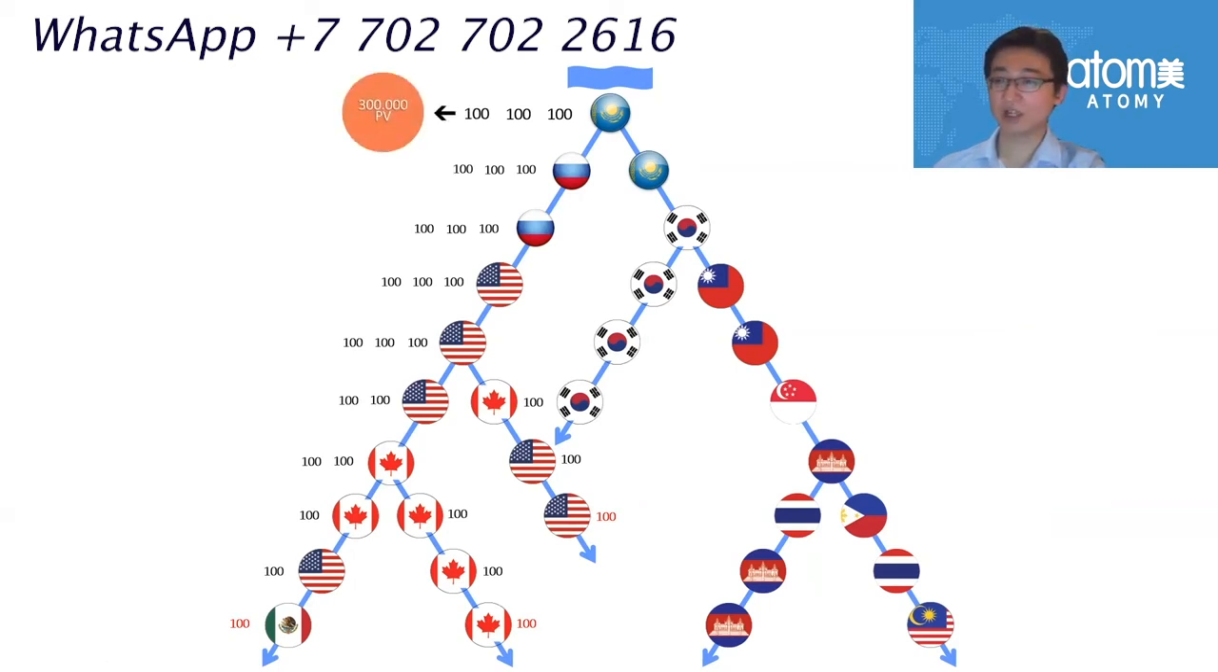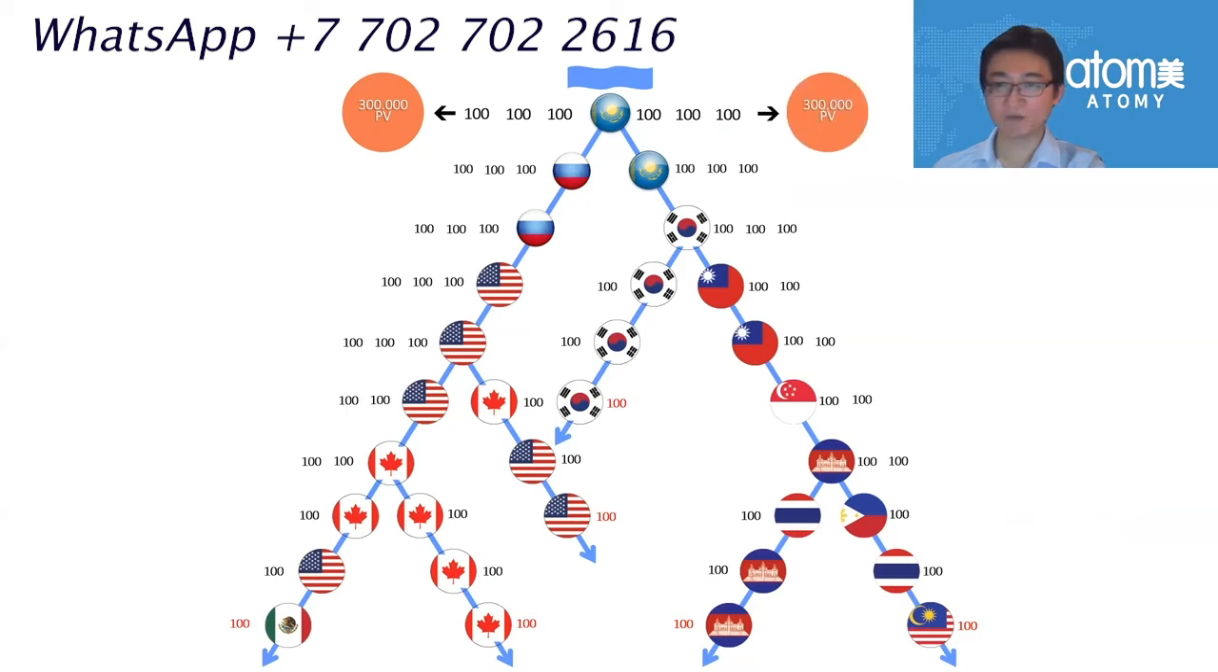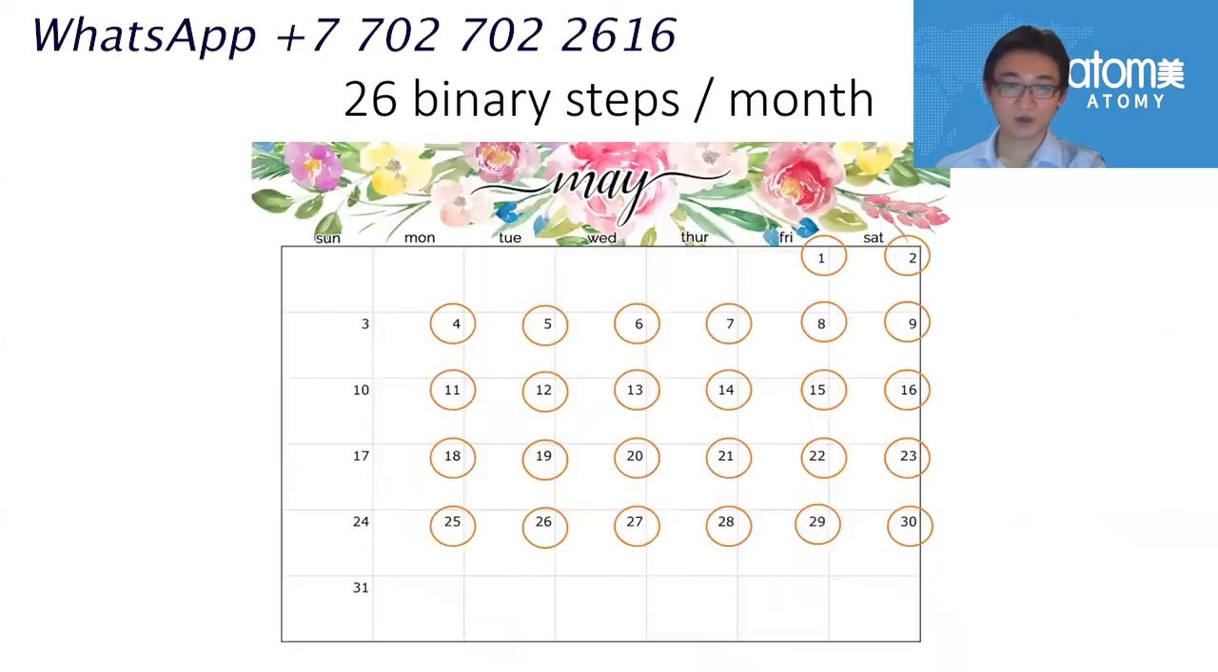And the same goes in your right leg. So in here you can see that all the purchases that are made in your downline, they go upper. And that way you can achieve 300,000 PV easily. And they are transferred and converted to money. So all in all, you can match 26 binary steps per month on average.